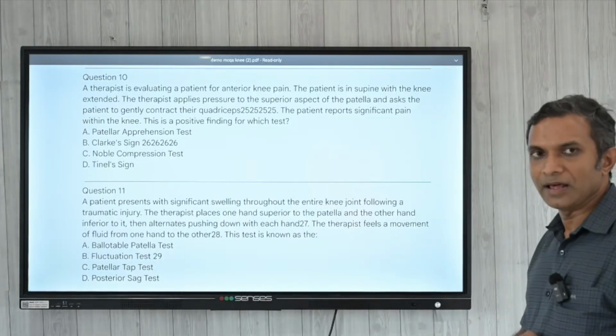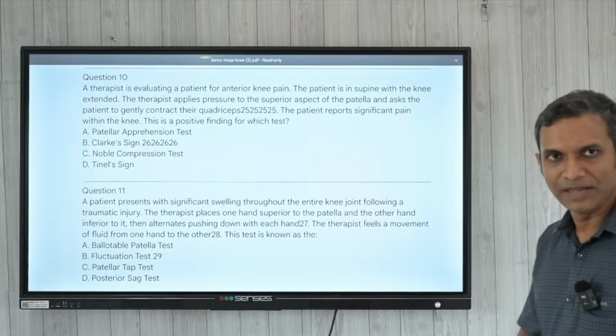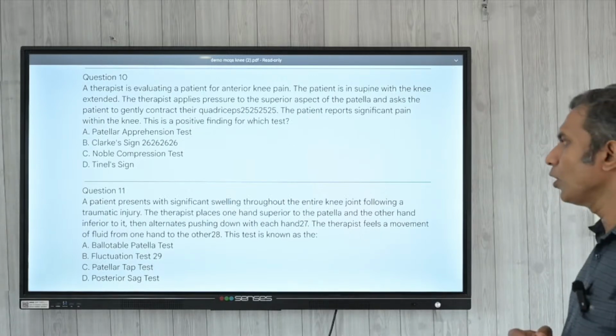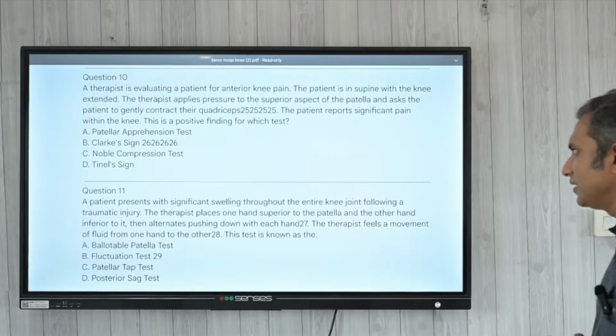Option A, patellar apprehension test. Option B, Clarke's test. Option C, Noble compression test. And option D, Tinel's sign.